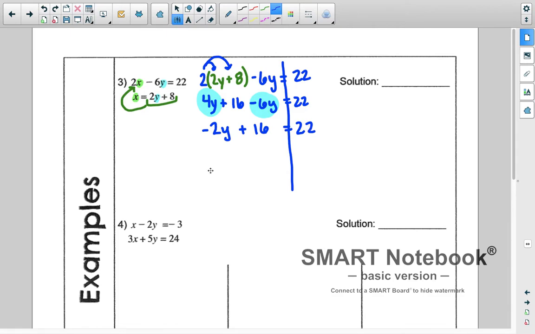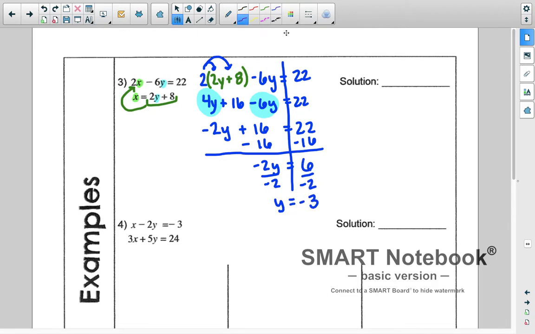So to get y by itself, we're going to undo this 16 first, so subtract 16. And we end up with negative 2y equals, and 22 minus 16 is 6. Yeah, because you'd borrow, then that'd be 12. All right, so then divide both sides by negative 2. And 6 divided by 2 is 3, and a positive divided by a negative is a negative.